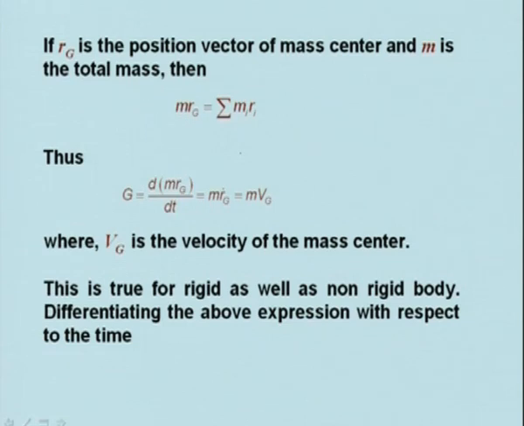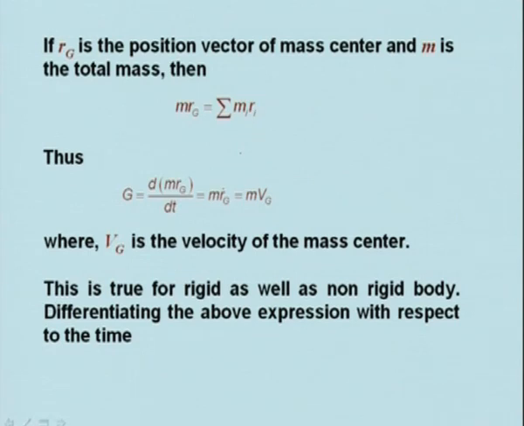The particles may be a finite number of particles or an infinite number of particles making up the body, or it can be a system of mass. So we get the equation that the momentum of a system of particles is nothing but the mass times the velocity of the mass center. This is true for rigid as well as non-rigid bodies. Here we have not made any assumption that the particles cannot come towards each other, so this equation is valid for rigid as well as non-rigid bodies.